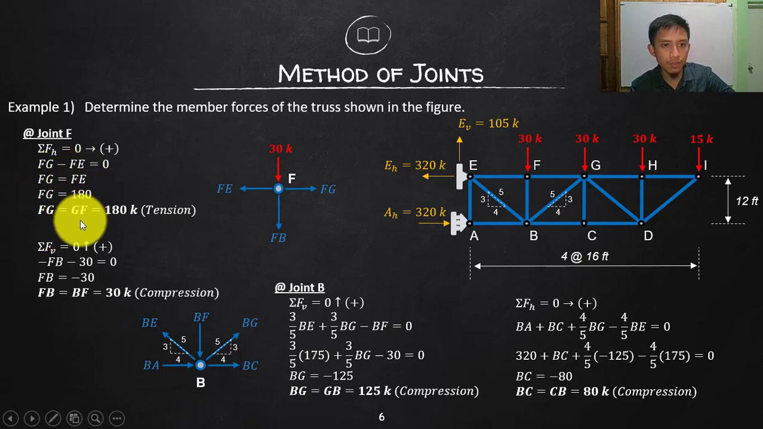So FG is equal to the other side. What is experienced on the other side is the same on the other side. So FG is equal to GF, which is 180 kips tension.